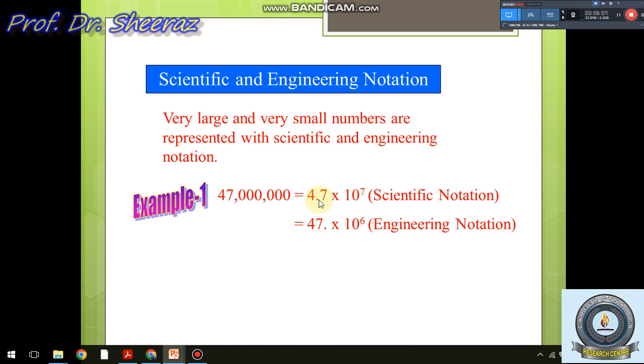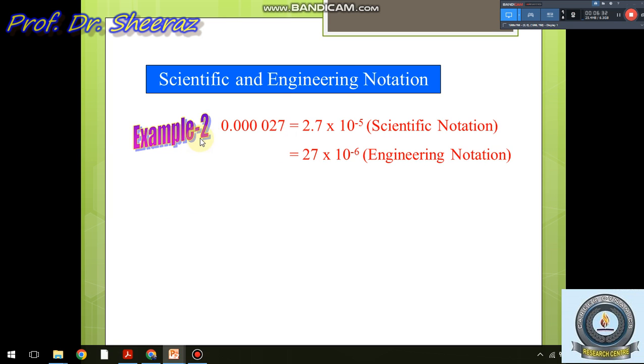Whereas if we have a decimal point after the very first figure, then this is known as scientific notation. So if I shift this decimal point over here, it will become 10 power 7. So if the decimal point is after one digit, it is scientific notation, but if the decimal point is after the other figures, it is the engineering notation.